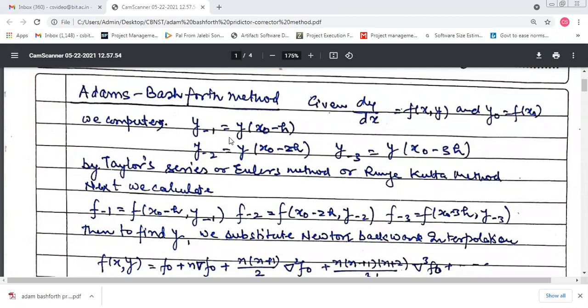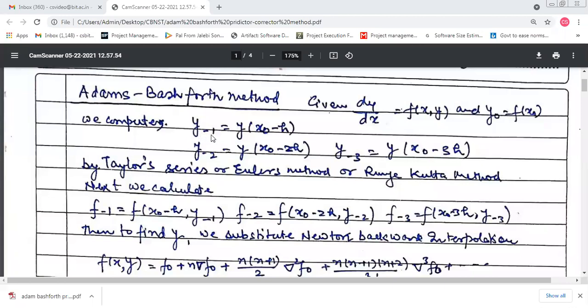This y minus 1 will be equal to y of x0 minus h. y minus 2 will be y of x0 minus 2h. y minus 3 will be equal to y of x0 minus 3h. And these values, y minus 1, y minus 2, and y minus 3, can be computed with the help of either the Taylor series, Euler's method, or the Runge-Kutta method. All these three methods can be applied to find the value of y minus 1, y minus 2, y minus 3, computed as y of x0 minus h and so on.